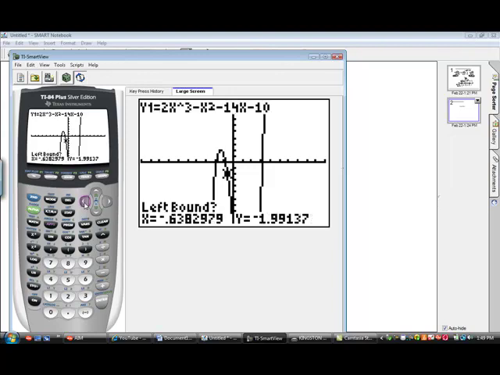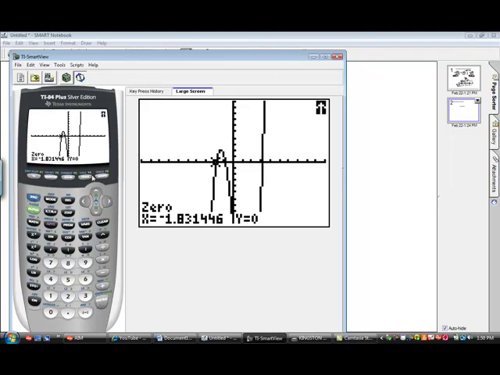So we're going to have to go to the left of one of them, which I'm going to choose the first one here. Take my cursor and go to the left of it. I'm going to go to the right of that one. And then I'm going to guess. So the first zero is roughly negative 1.8. That's your first one. Now you're going to try to find the others.